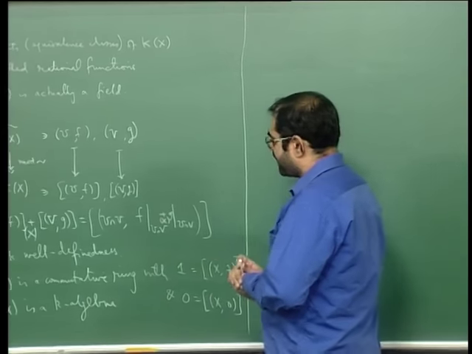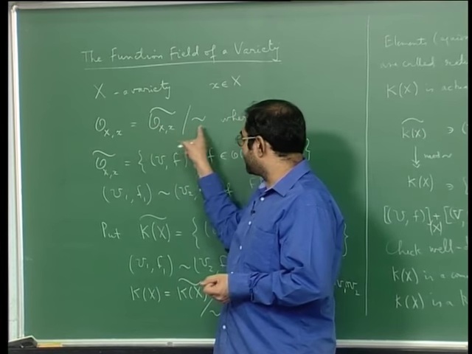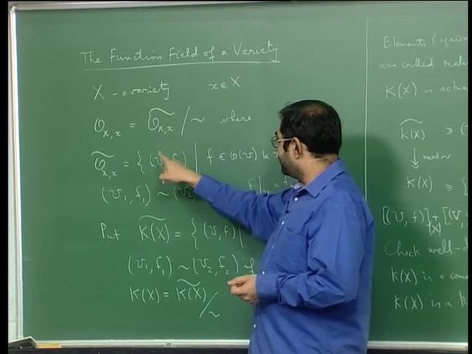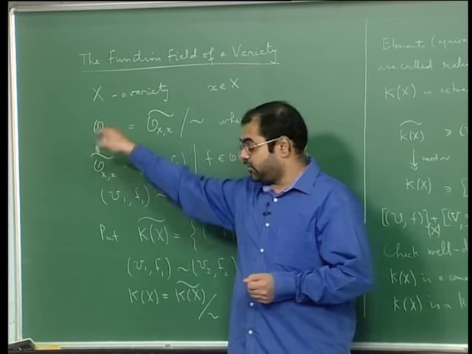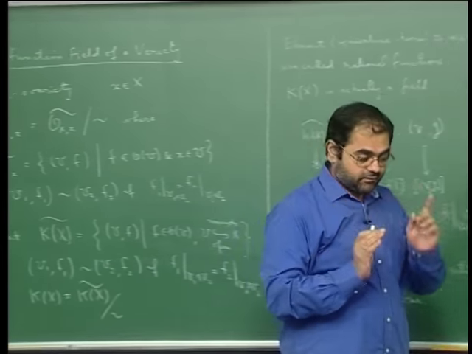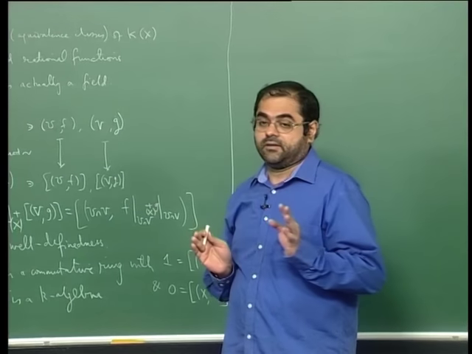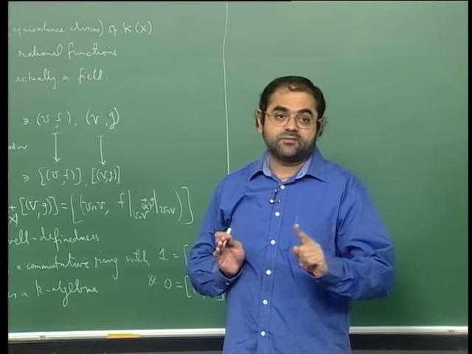now the point is the following. In the earlier case, if you took open neighborhoods of a point and defined this equivalence, and modded out by this equivalence, you got a commutative ring which was also a small k algebra, but it had only one maximal ideal, and therefore it became a local ring.